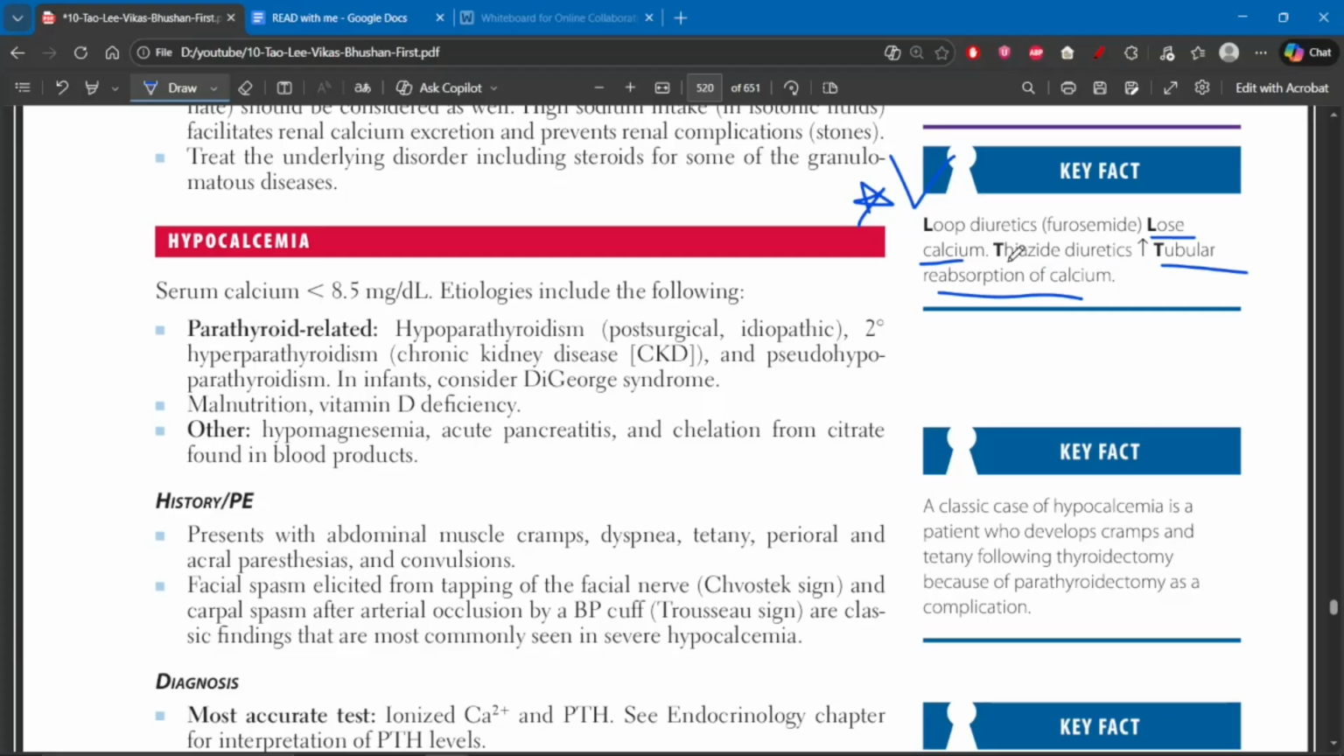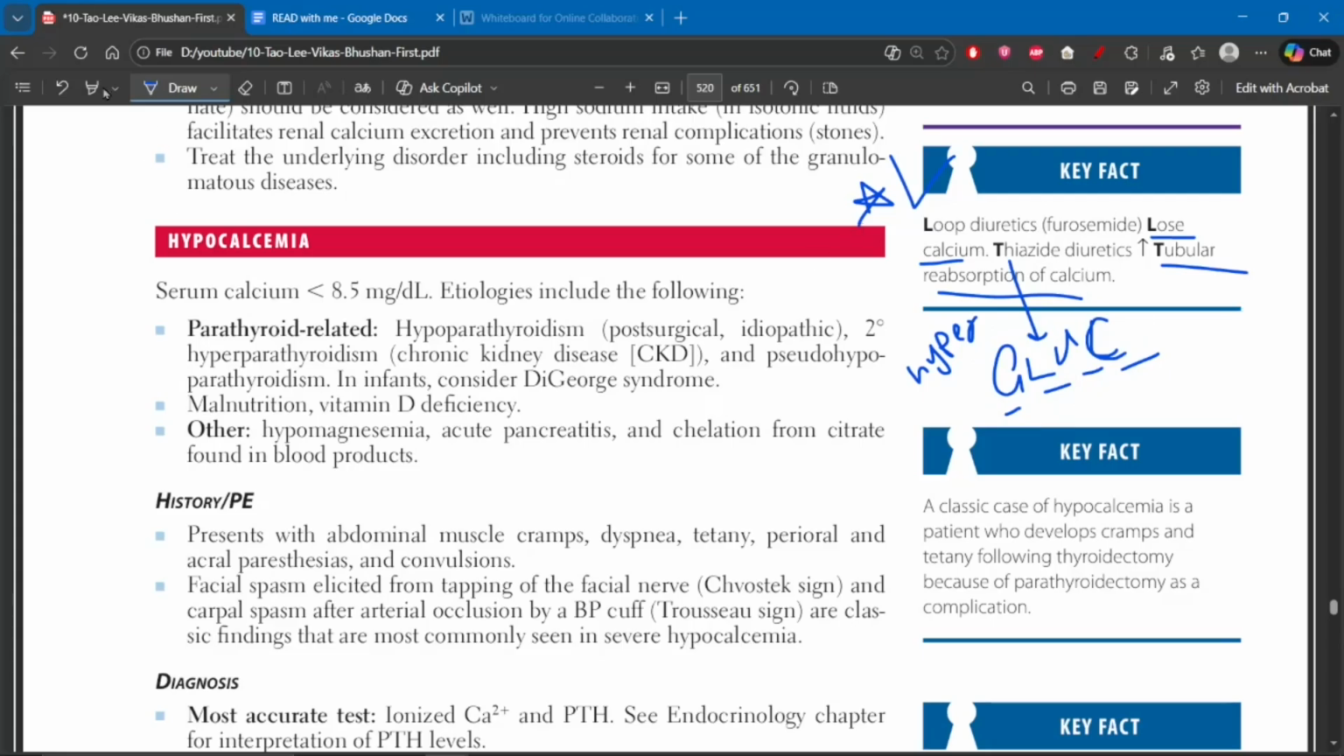And thiazide diuretics also have this mnemonic of hyperGLUC. They cause increased glucose, lipids, uric acid, and this is C, calcium. So these components are increased after you use thiazide diuretics. You can remember them as hyperGLUC. So these components will be increased in the blood after you use the thiazide diuretics.